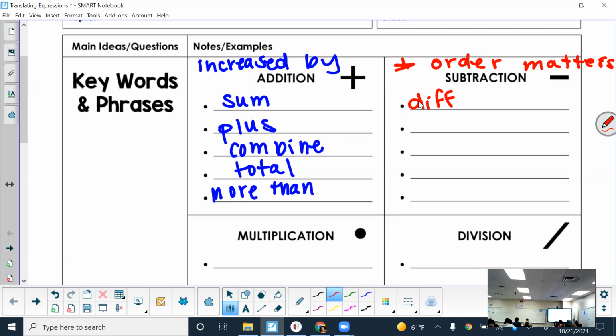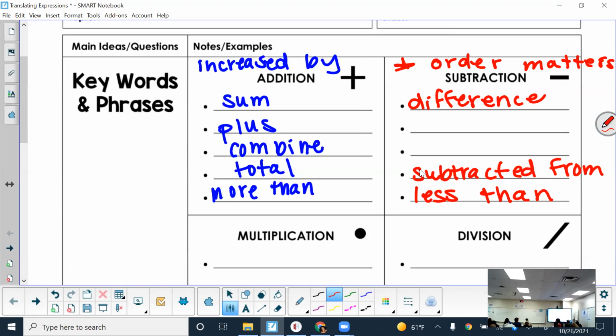Good. What else? Less than. I'm going to put less than down here because that one's kind of a special one. Any others? Subtracted from. I'm also putting that down here because again, they're a little special.